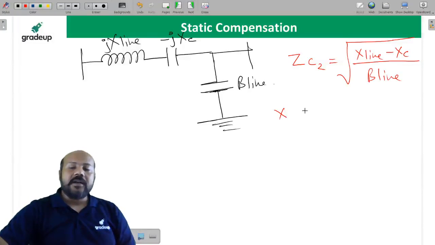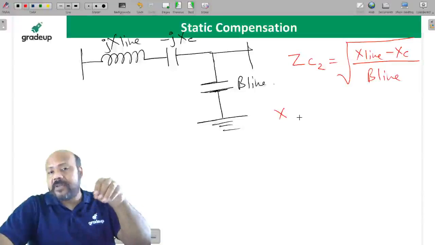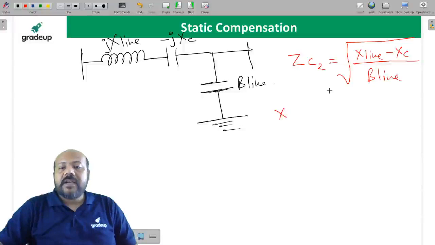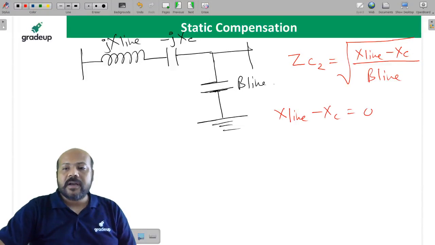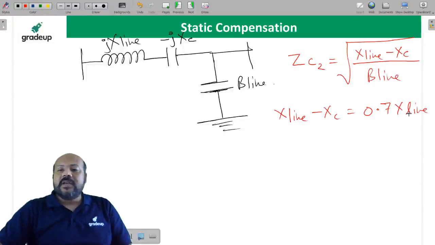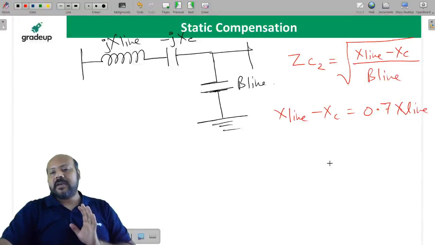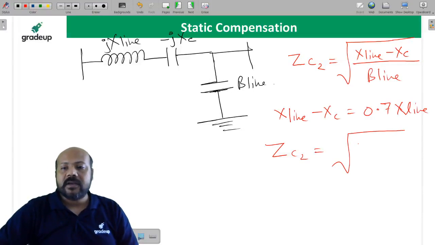Now you are saying 30% series capacitor compensation. It means by putting the series capacitor, 30% of the line reactance is compensated. So X line minus XC is 0.7 X line, because 30% is compensated. The remaining reactance is 1 minus 0.3, that is 0.7 X line. So very effectively you can write ZC2 as 0.7 X line upon B line.